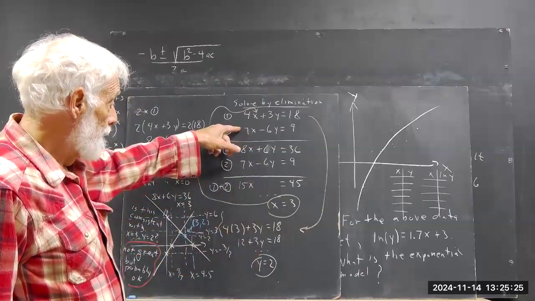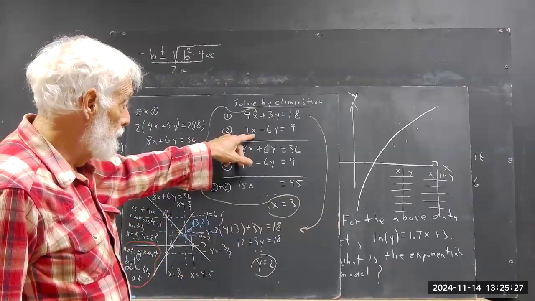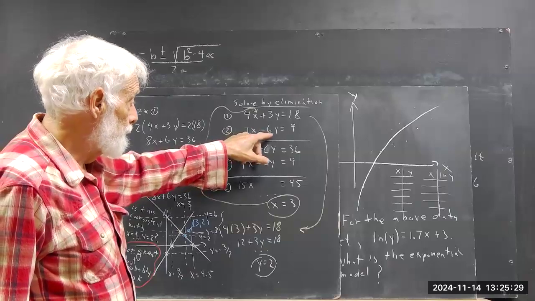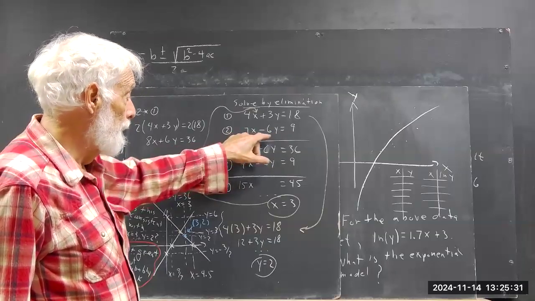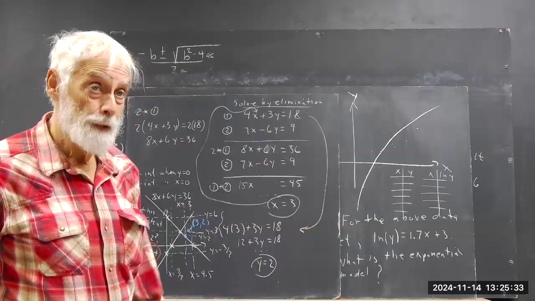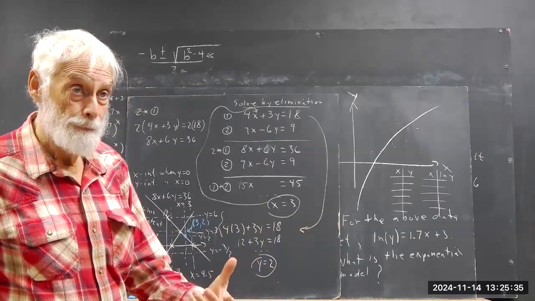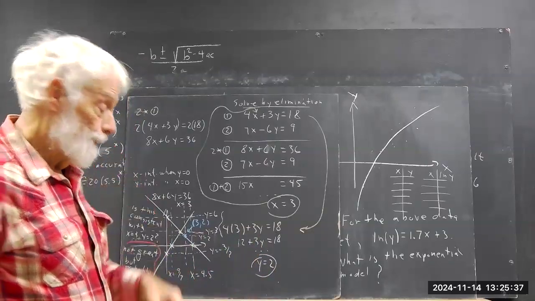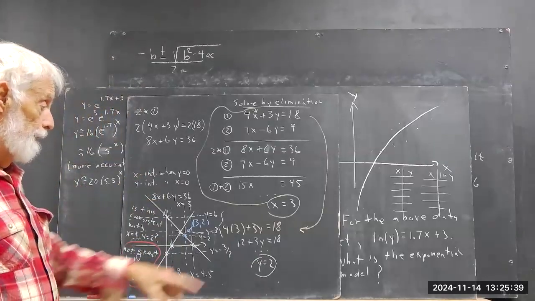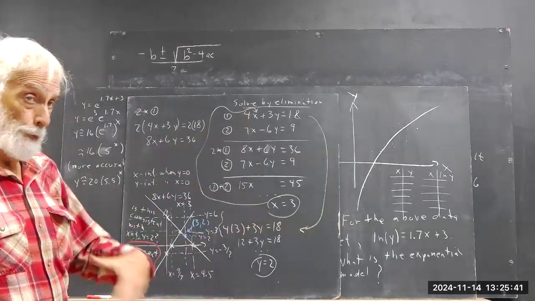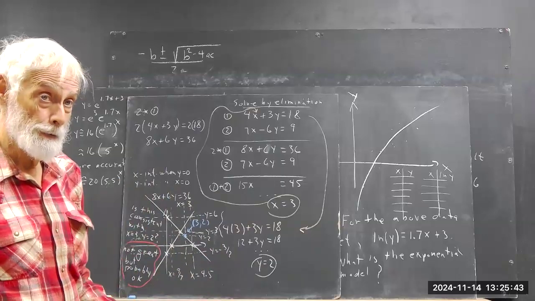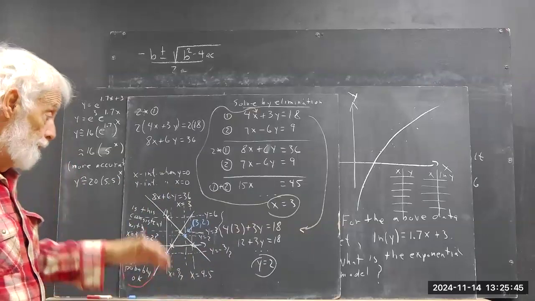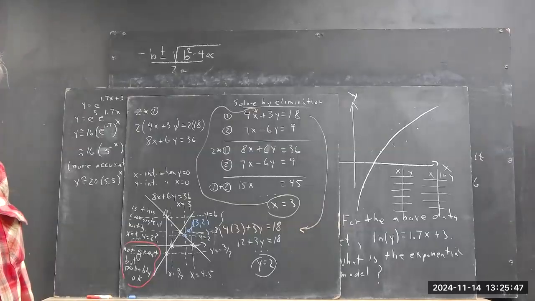Same thing up here. 7 times 3 is 21. 6 times 2 is 12. 21 minus 12 is 9. So it does check. Okay. So in a sense, this step is unnecessary if you know how to do the check. If the arithmetic works out, then you've got it right. On the other hand, this gives you a picture of what it means.